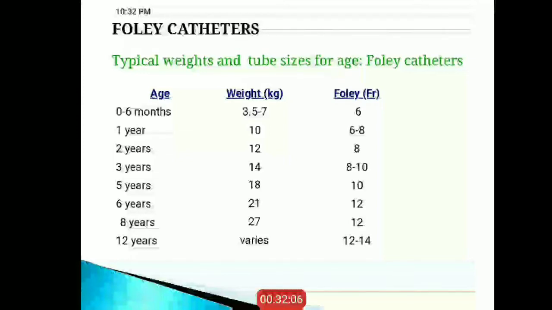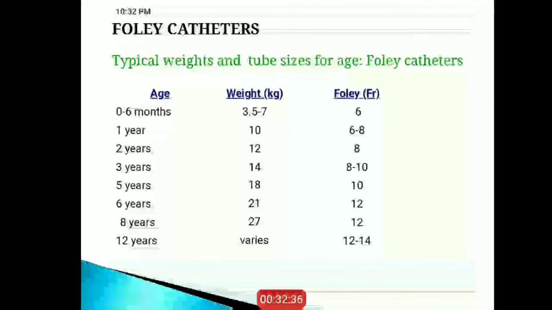Next is the Foley's catheter size, typical weight and the tube size for each Foley's catheter. In case of pediatrics, there are different sizes of Foley's catheter. For 0 to 6 months, Foley's catheter use is 6 French. For 1 year, there is 6 to 8 French. 2 years, 8 French. 3 years, 8 to 10 French. 5 years, 10 French. 6 to 8 years, 12 French. 12 years, 12 to 14 French.